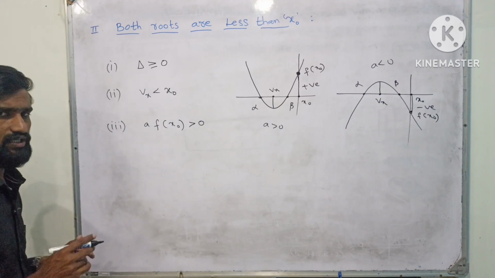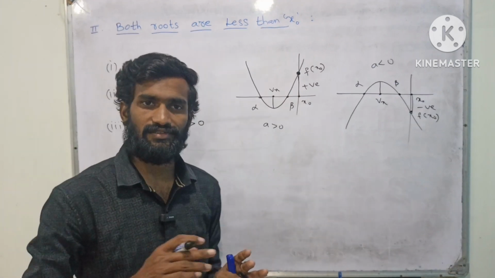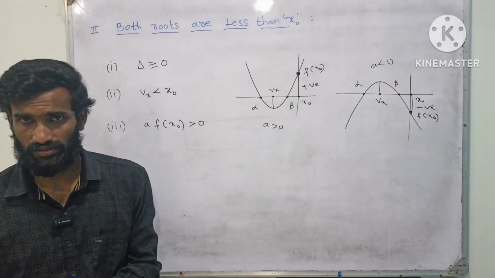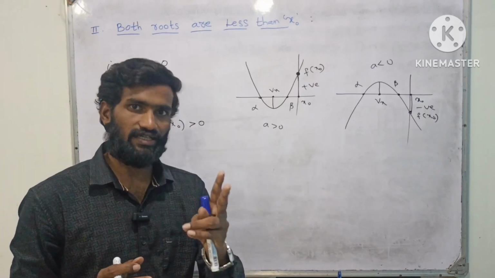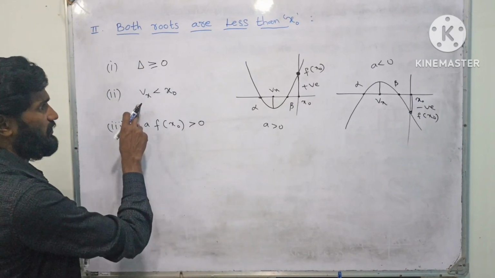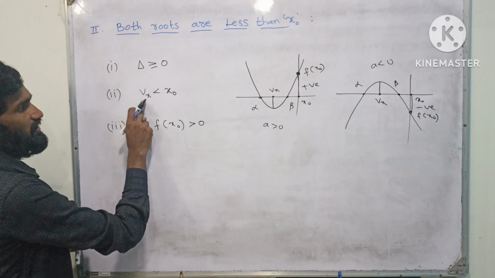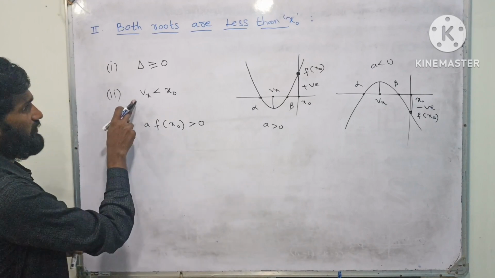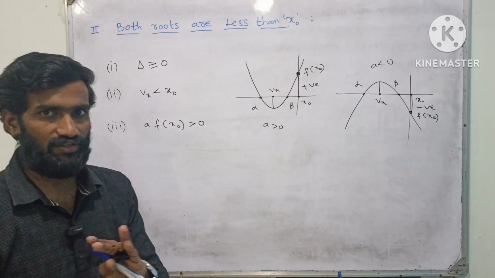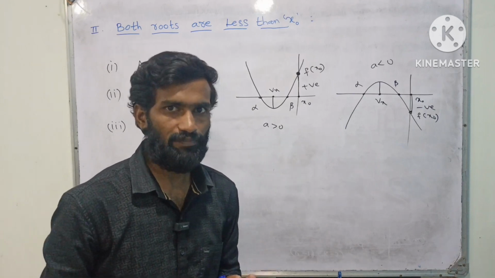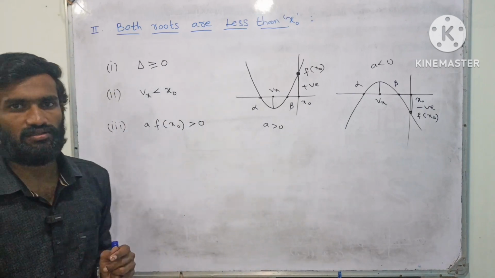What is the difference between the previous one and this one? Only the second condition is different. The second condition is Vx greater than x naught there, and here Vx less than x naught. The remaining everything is the same. Now we'll solve the problem based on this one.